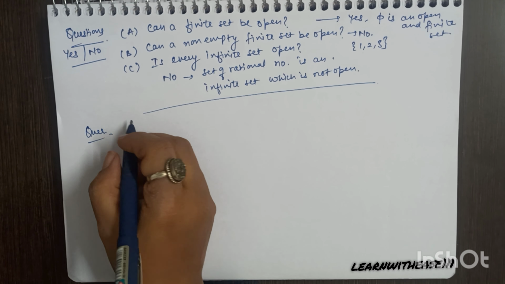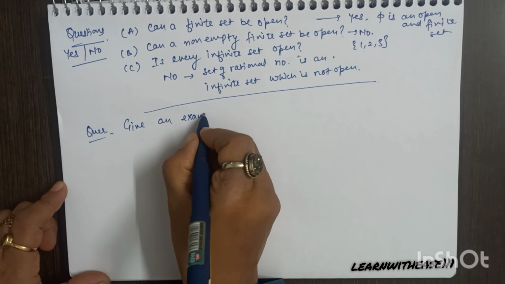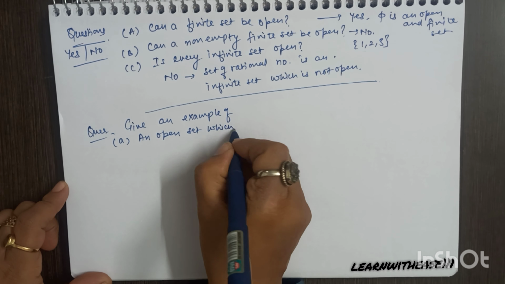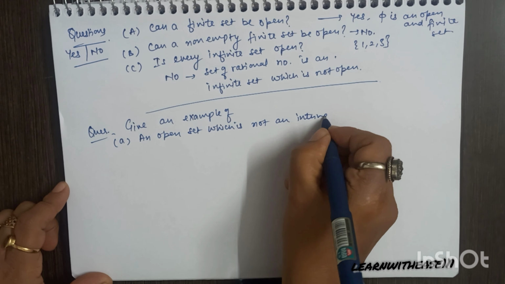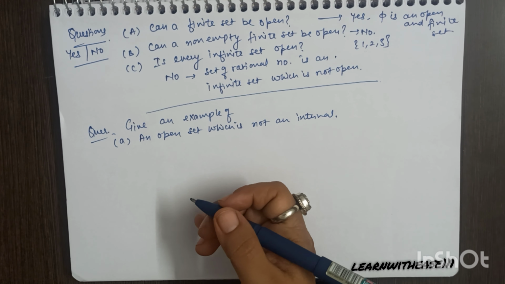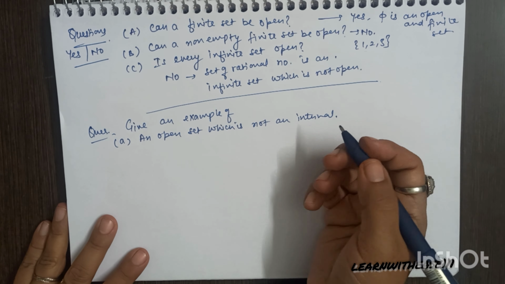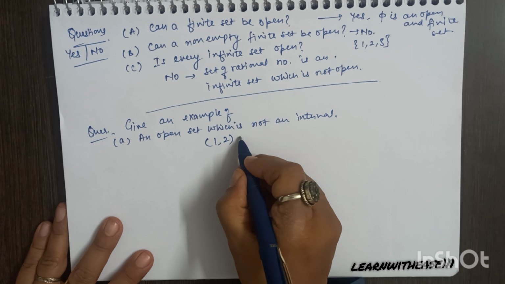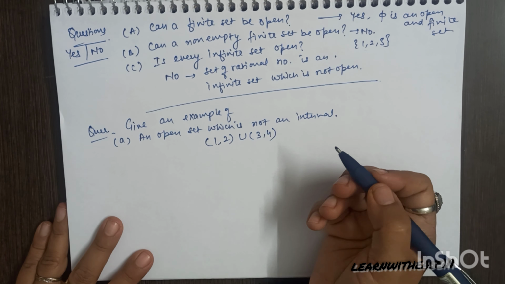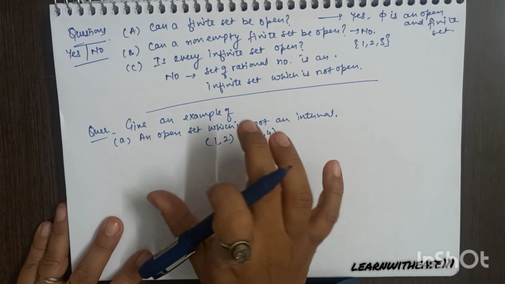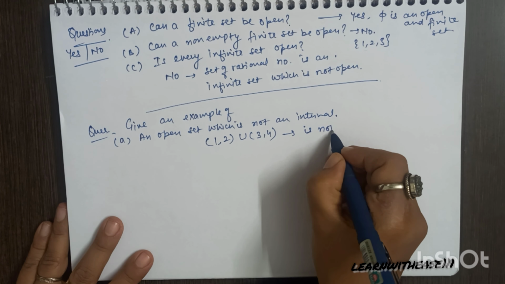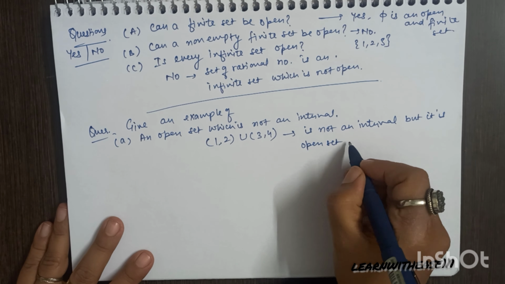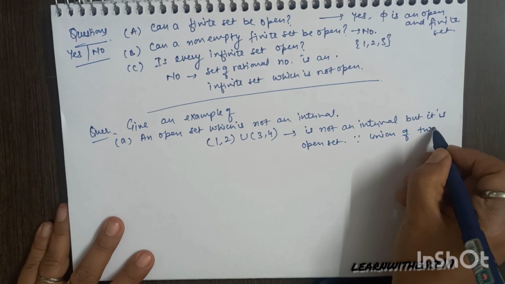Next is a question: give examples of these. First part, give an example of an open set which is not an interval. So the example will be: choose the union of any two open intervals. Whenever we take the union of two disjoint open intervals, it is not an interval. (1, 2) union (3, 4) is not an interval, but it is an open set. How is it an open set? Because we have studied that the union of two open sets is open.